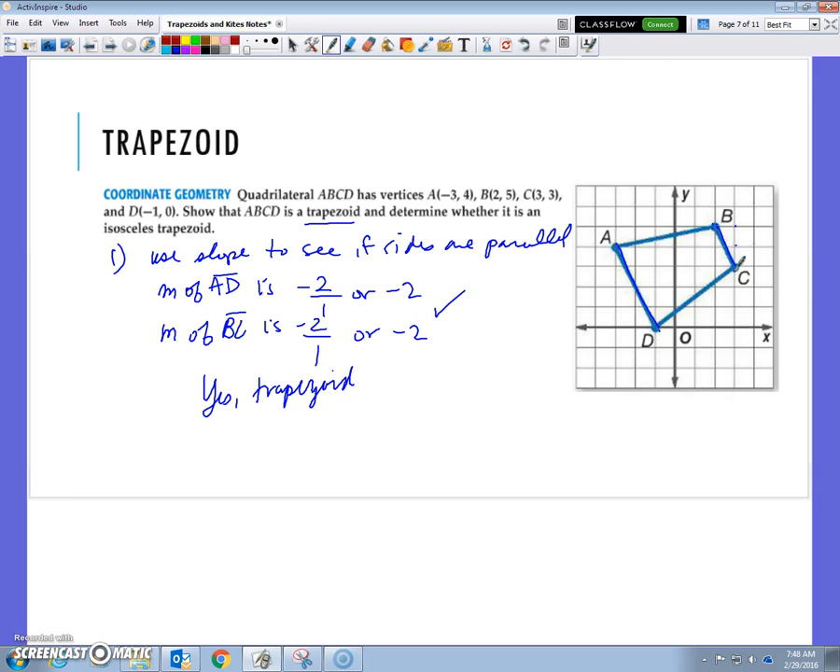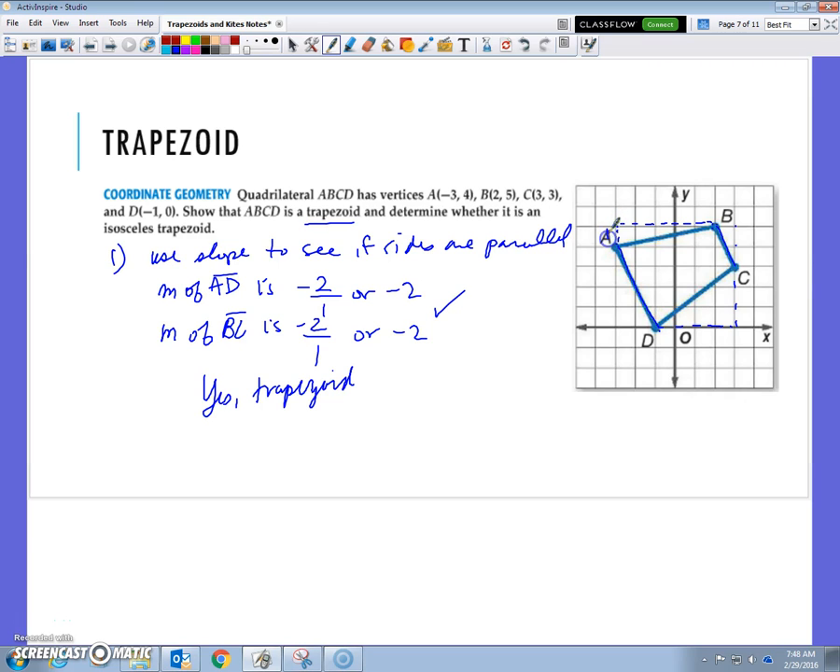I'm going to go ahead and just show that the legs are congruent because I think it's going to be easy just to draw in a right triangle here and a right triangle here, and I can quickly solve. Like I said, I could also do the diagonals, and if they were congruent, that would make it isosceles. So let's just take a look here.